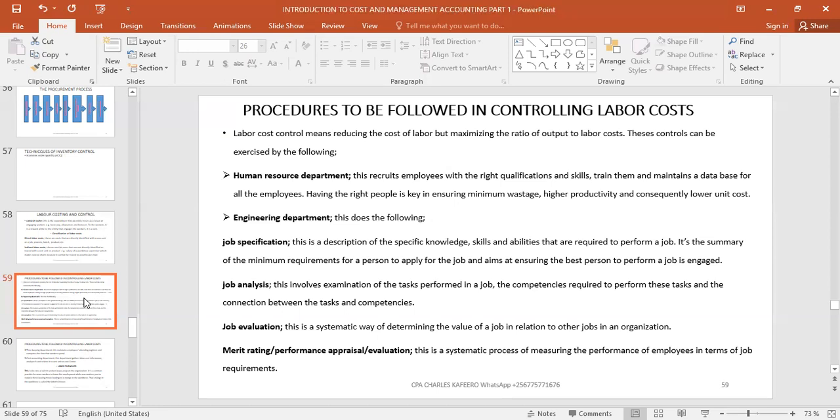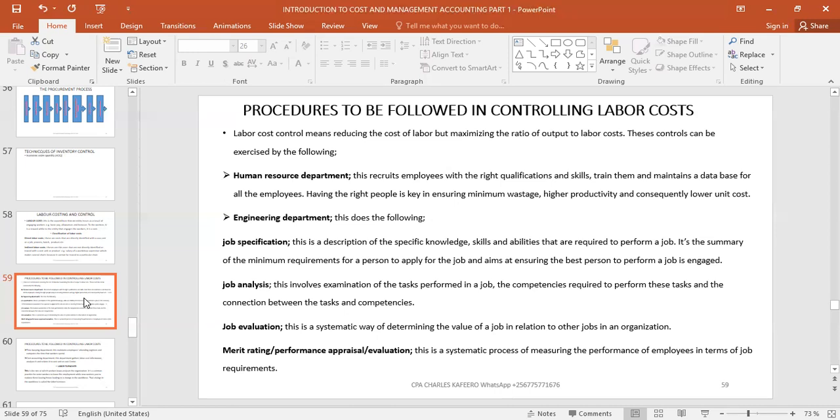First of all, they do the job specification. This is a description of the specific knowledge, skills, and abilities that are required to perform a job. It is a summary of the minimum requirements for a person to apply for a job, and it aims at ensuring the best people to perform the job are engaged.